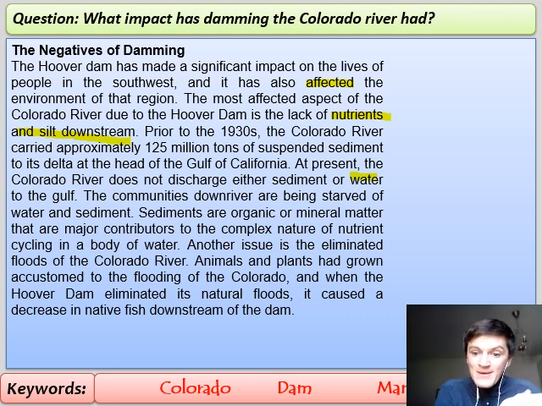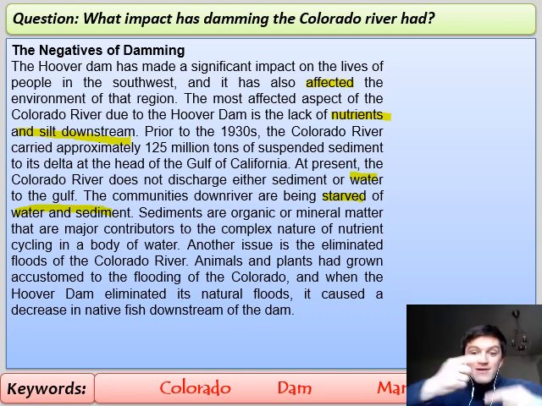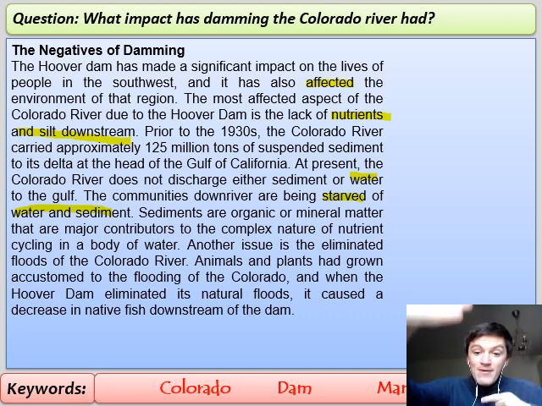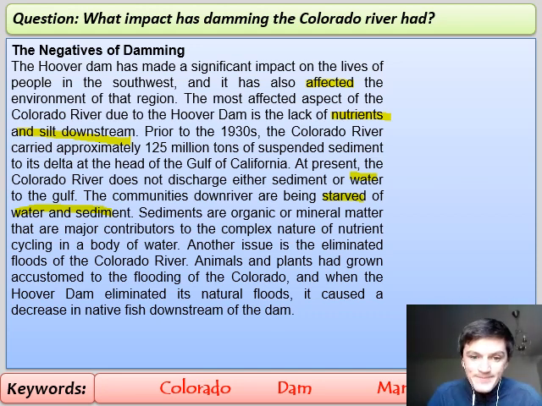The sediment isn't going either, which means that the benefits can't be felt. The communities downriver are being starved of water and sediment. Sediments are organic material that are major contributors to the complex nature of nutrient cycling in a body of water. So they're part of the food cycle, okay? And they keep all the good things going around, and it's really important. If they're stopped, that cycle doesn't happen, okay? And then that water cycle suffers.